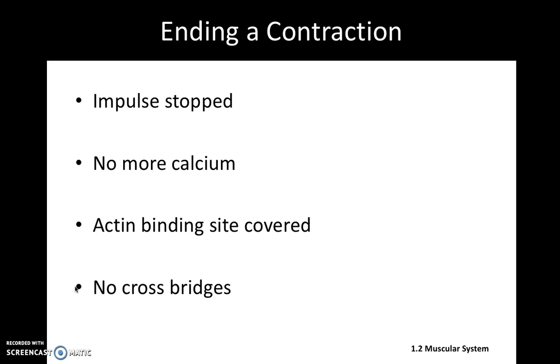In order for a contraction to end, the impulse being sent from the brain to the sarcoplasmic reticulum needs to stop. This will stop the release of calcium ions, which will mean that the troponin and tropomyosin will return back to their original shape and position, where they will once again cover up the actin binding site and prevent any more cross bridges between the actin and myosin from being formed, which will therefore end the muscle contraction.